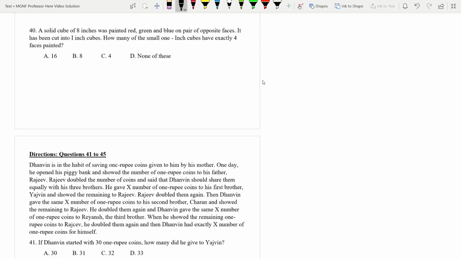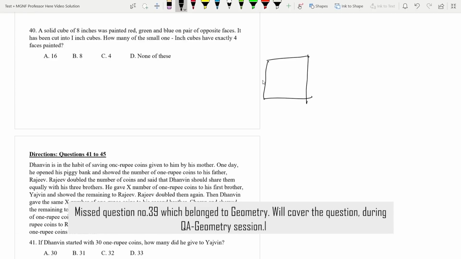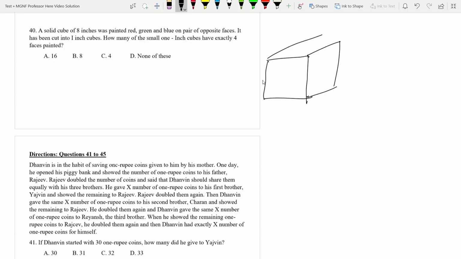So a solid cube of 8 inches. Let's draw a cube, or something that looks like a cube. Painted red, green and blue on pairs of opposite faces. So red here and red is drawn over the back side. Then green here and here, blue here and the bottom side. It has been cut into 1 inch cubes.